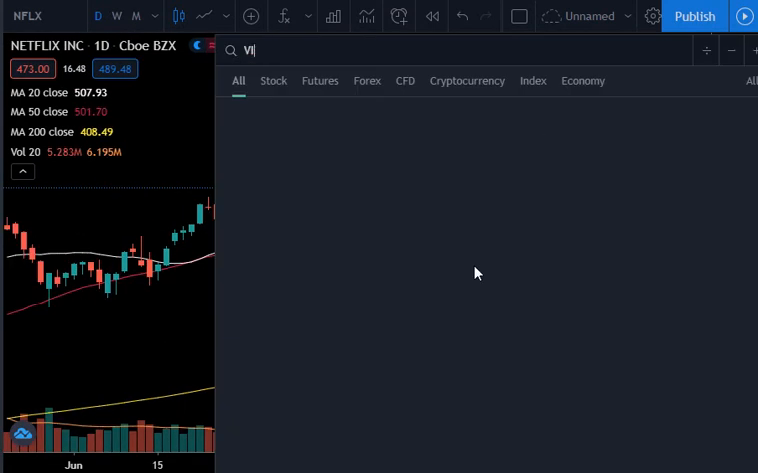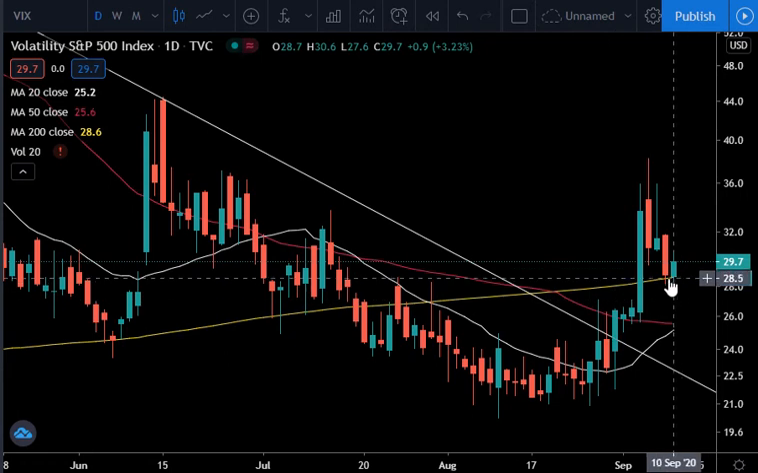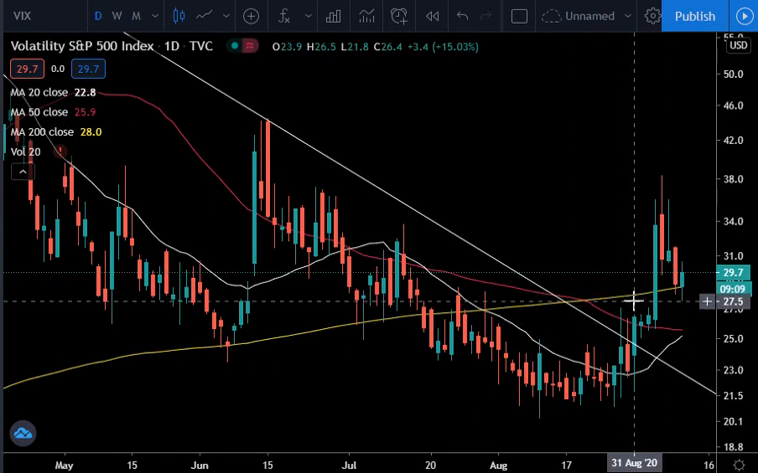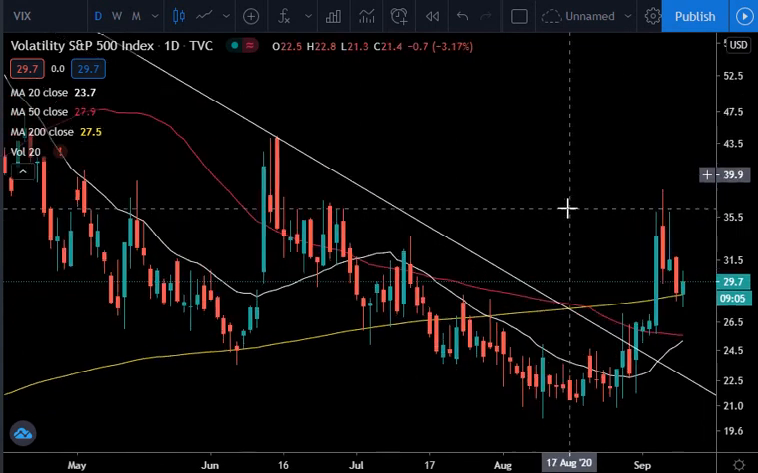If we take a look at the VIX today, slightly up. It respected the 200 moving average as support, prior resistance, and it is suggesting volatility expansion.